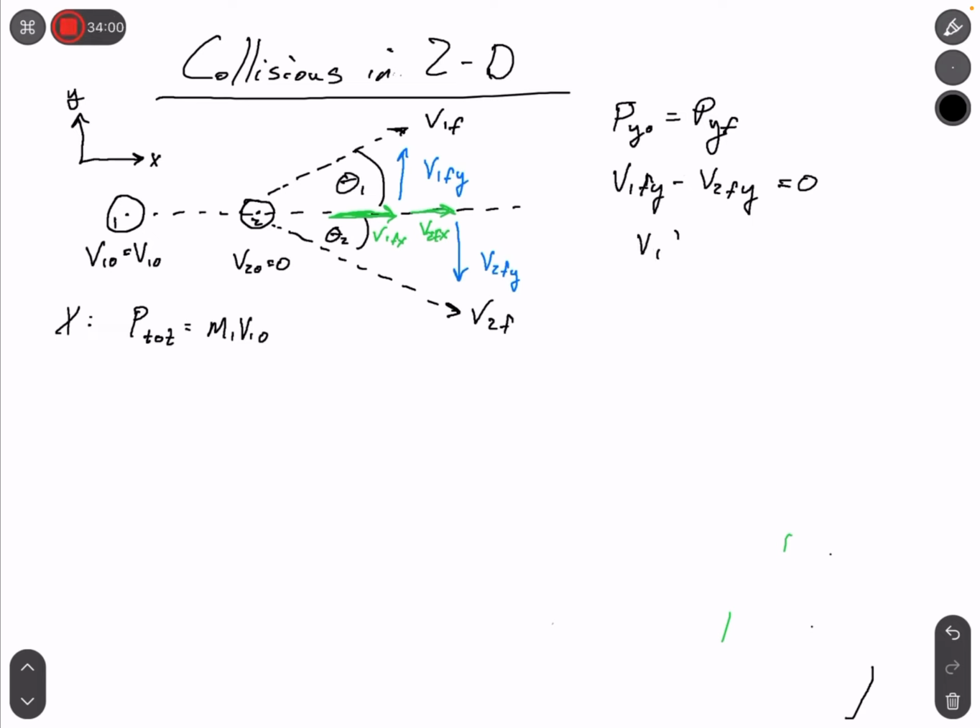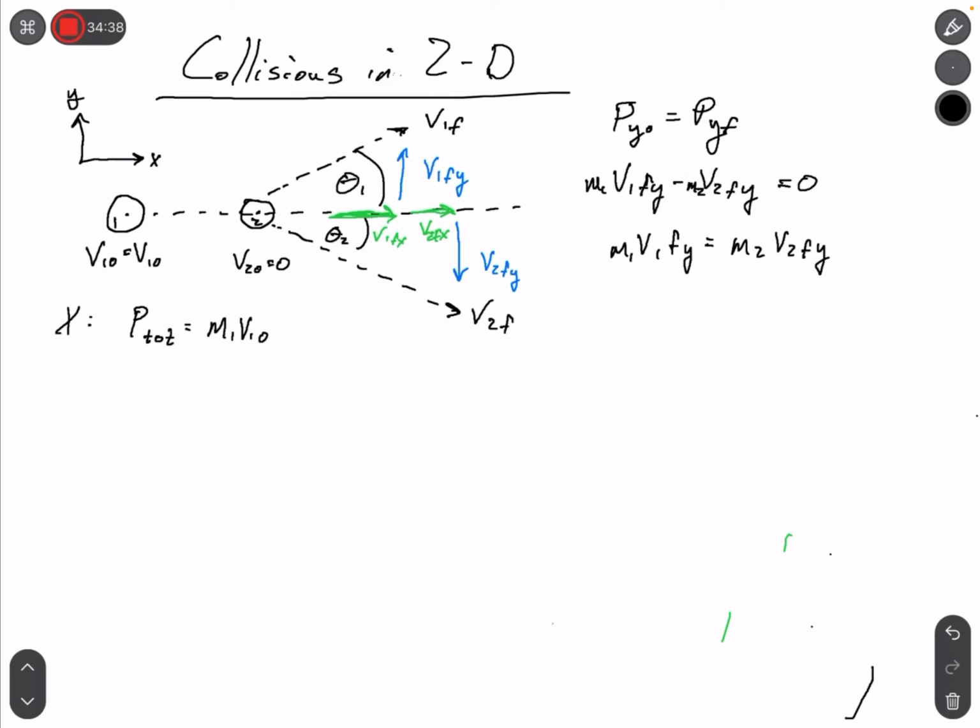So M1 times V1 final y, minus M2 V2 final y, have to be equal to each other. We haven't said anything about the two masses being equal. So we have to keep them separate. They could be different masses. Okay, good. That's our conservation of momentum in the y direction.